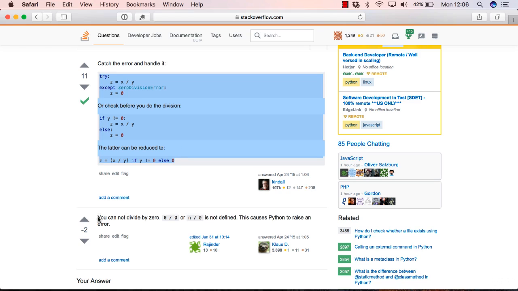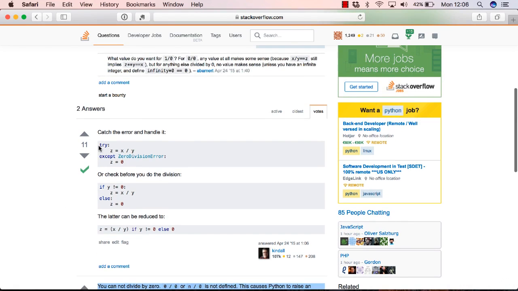However, in this case, this also has the explanation. It says you cannot divide by 0. This causes Python to raise an error. That's still a good answer, and I think it didn't deserve to have this balance of votes. But this one gives a solution on how to handle an error, and that takes us to another concept, which is handling errors in Python.